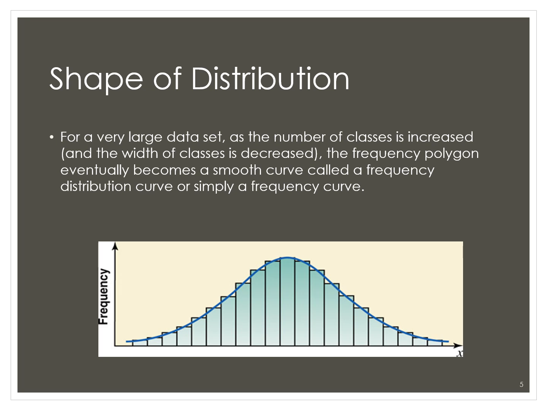For a very large data set, as the number of classes is increased, the frequency polygon eventually becomes a smooth curve called a frequency distribution curve, or simply a frequency curve. In the previous slide, we can see that the polygon is not very smooth, right? Because we are dealing with a small data set. But when you are dealing with a very large data set, this will be the shape of your polygon. It will look like a curve, not like the crooked line that we had earlier.